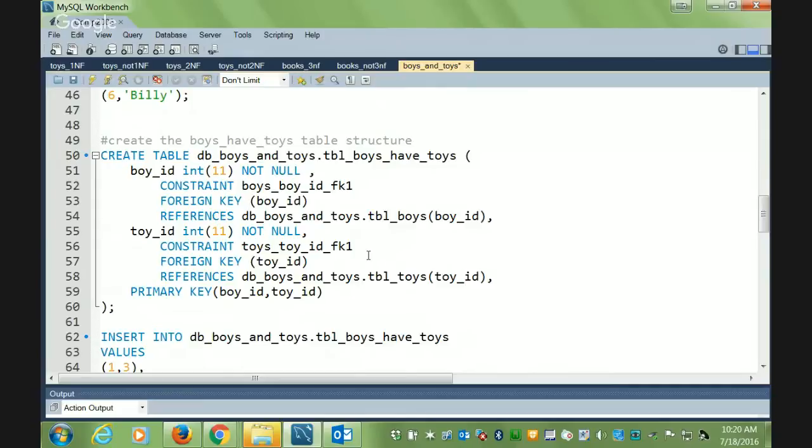So is it in the first normal form? Yes. Is it in the second normal form? There is no other non-key field. Yes. Is it in the third normal form? There is no other non-key field. Yes. So this table actually is a very important junction table.